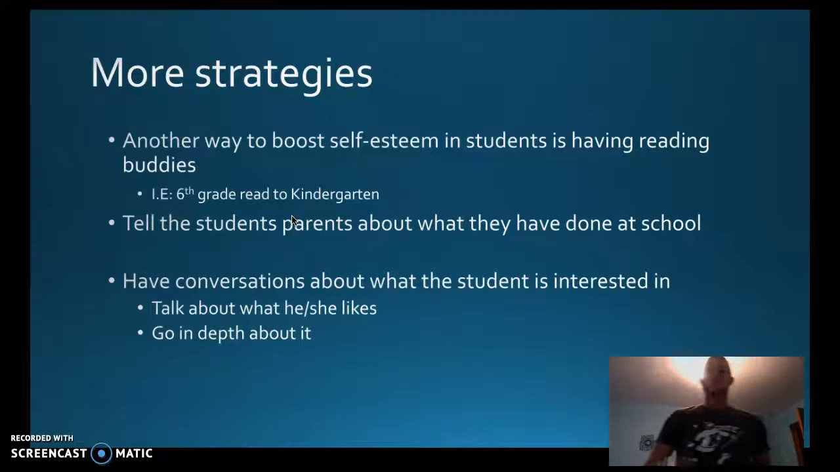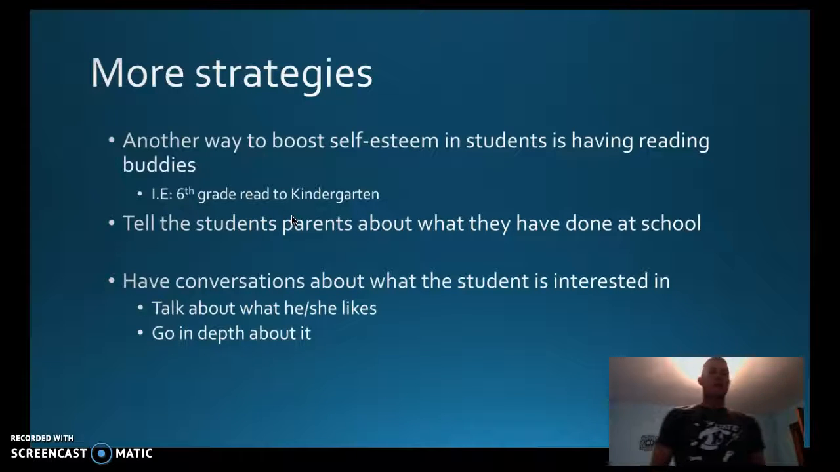Another way to boost self-esteem in students is having reading buddies. For example, at my school, it's the 6th grade every Friday. They get to read to the kindergarten. 6th grade gets to pick out a lower level book that they get to read to the kindergarten. And more often than not, the kindergartners have books for them to read. So this not only helps 6th grade, but also helps kindergarten.